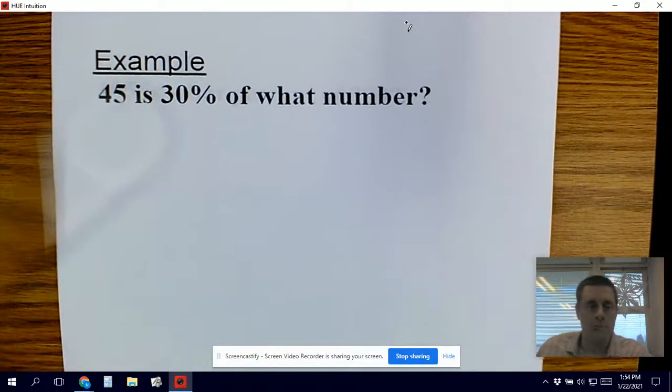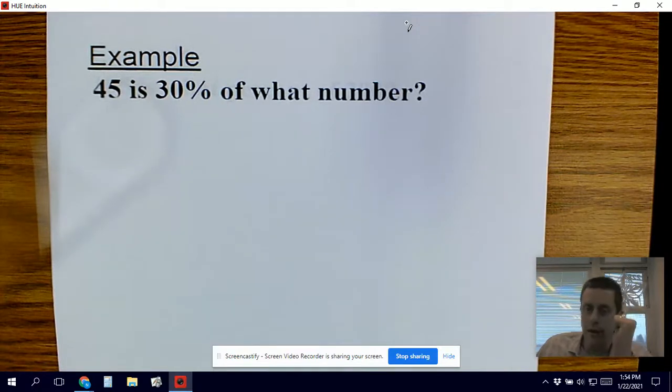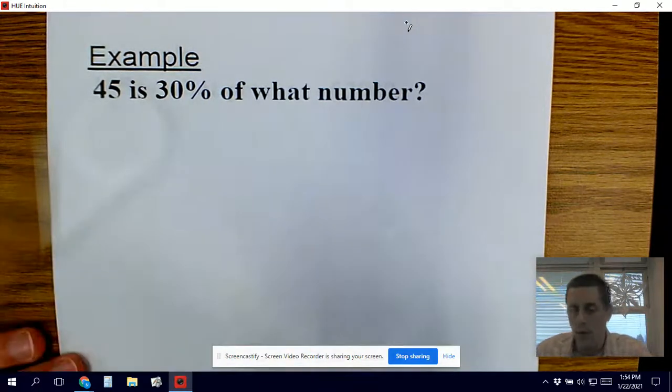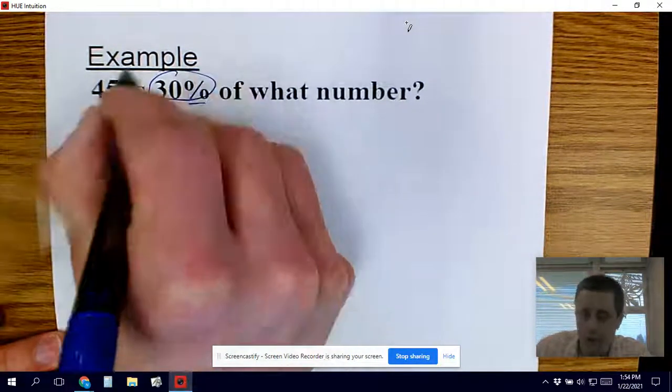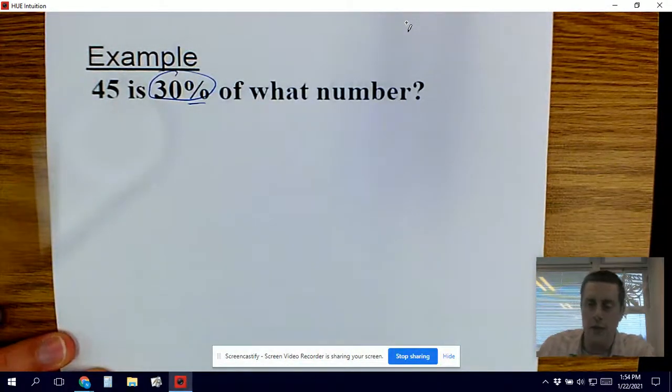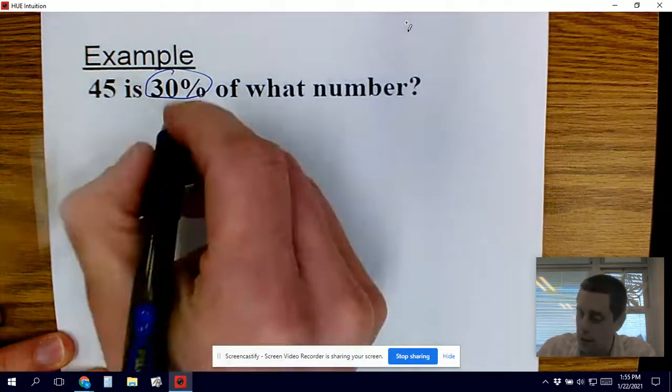Our next example says 45 is 30% of what number? Well, we know we're dealing with a percent problem because I have a percentage right here. In fact, I know it is 30%. So where do you think that 30 will go in our percent proportion? All percentages go over 100.